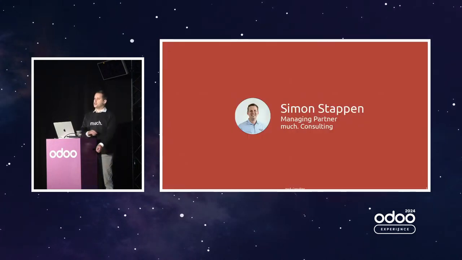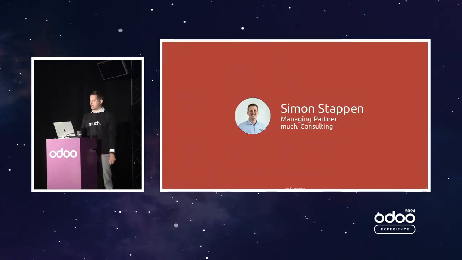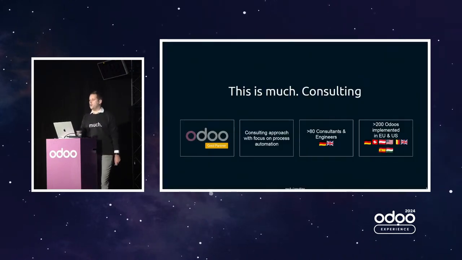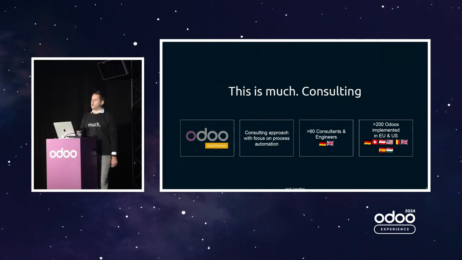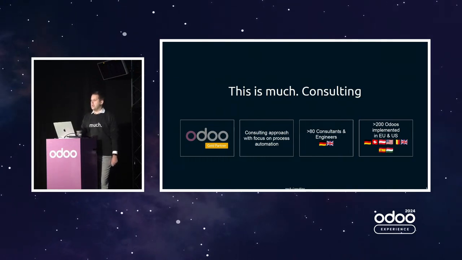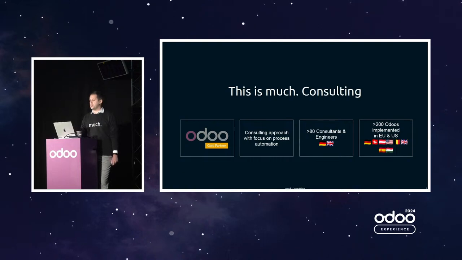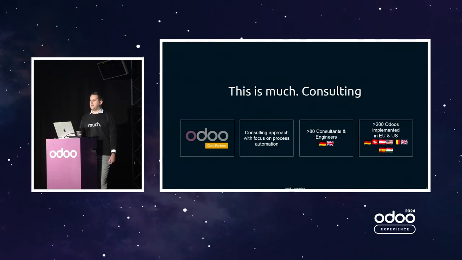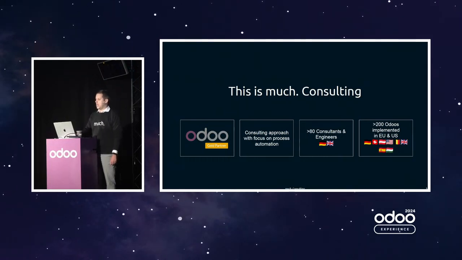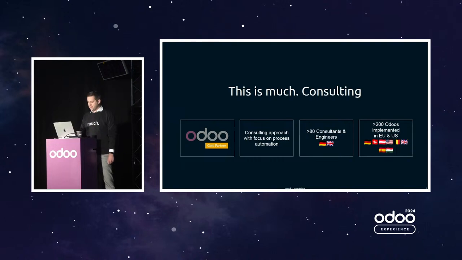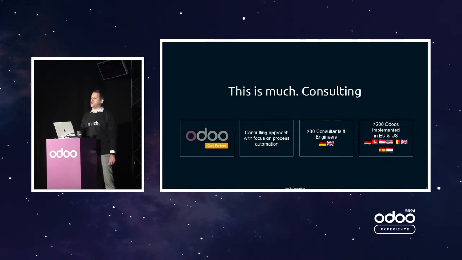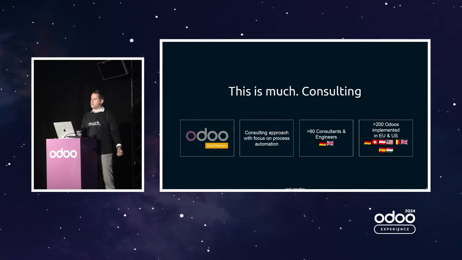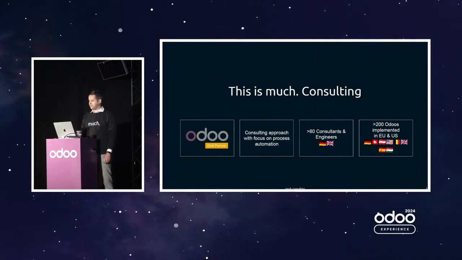So I'm Simon Stappen. I'm one of the managing partners at Much Consulting. Much Consulting is a Munich and Lisbon-based Odoo partner. We are fully focused on Odoo. We have about 80 consultants and engineers. We focus a lot on process consulting and on automation, which also comes in very handy here. And we have implemented over 200 Odoos in many countries. And as you can see, we do not only operate in Germany, but we also operate a lot for international clients across Western Europe and the US especially.